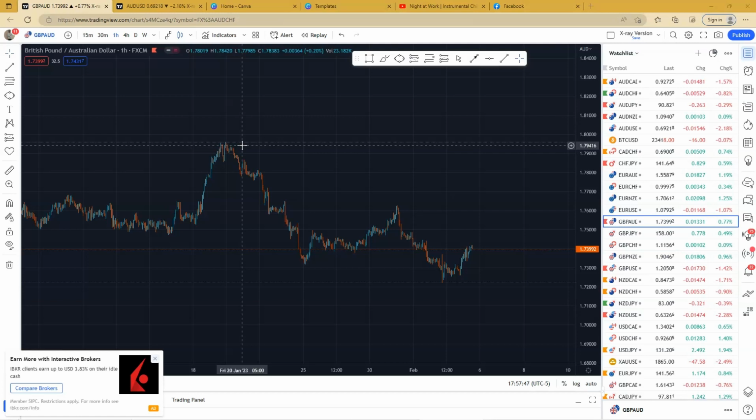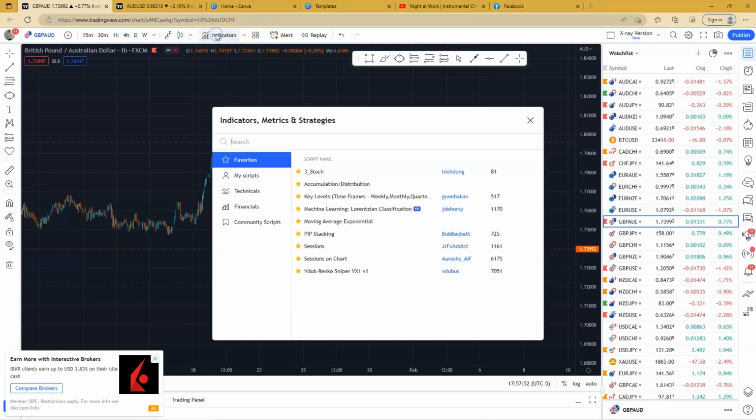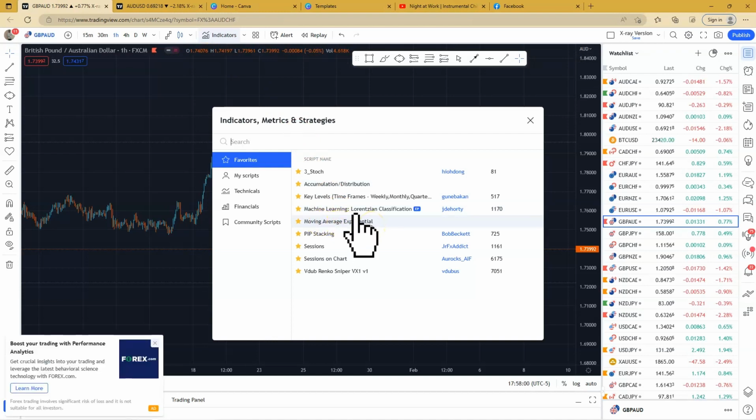So with that being said, we're going to go right into it. We're going to go over here to our indicators. As I said, this is the triple EMA strategy. So you're going to be looking for our moving averages or exponential moving average right here, right? And what we're going to do is use 3 of these. So we'll just click it 3 times, guys.